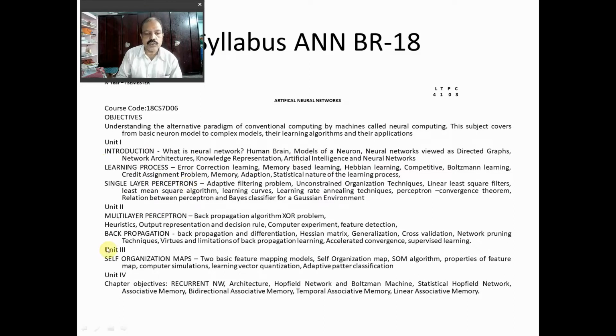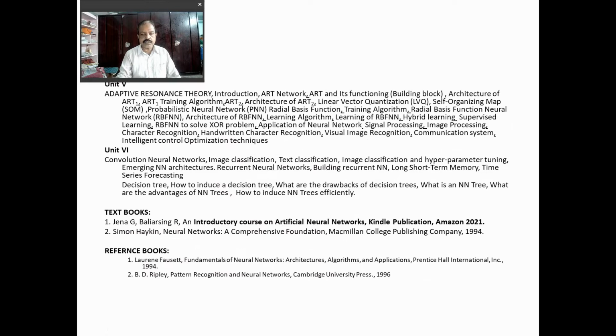Then in unit 2 we go for the multi-layer perceptron and different algorithms like the backpropagation algorithm, and solving problems like the exclusive OR problem, then heuristics, output representation, and backpropagation. Then in unit 3 we go for the self-organizing map. In unit 4 we go for the recurrent network, the architecture, Hopfield network, and Boltzmann machine. Then unit 5 has the adaptive resonance theory, ART1, ART2, and also the probabilistic neural network PNN and the radial basis function neural network RBNN.